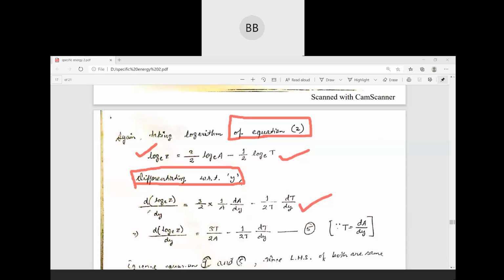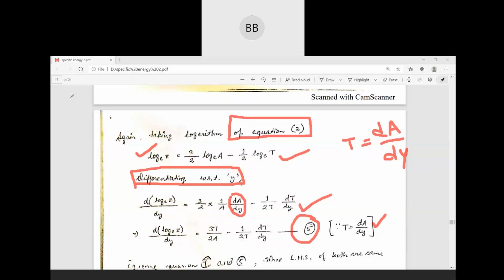Then after this equation, the left hand side will be same. Here it will be 3 by 2 dA by dy. Again, I think we have discussed this many times. dA is equal to T dy for a small element. See here, in place of dA by dy, we are going to substitute. So that is why it's 3t by twice a minus 1 by 2t dt by dy. And put equation.